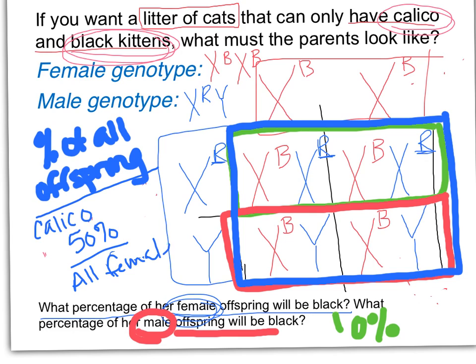And what percent of all of her offspring are going to be black? That would be 50% of all of her offspring, and they're all going to be male. If you're confused by this, please change your cup to red or yellow depending on the urgency of your question, and I will come and help you as soon as I can.